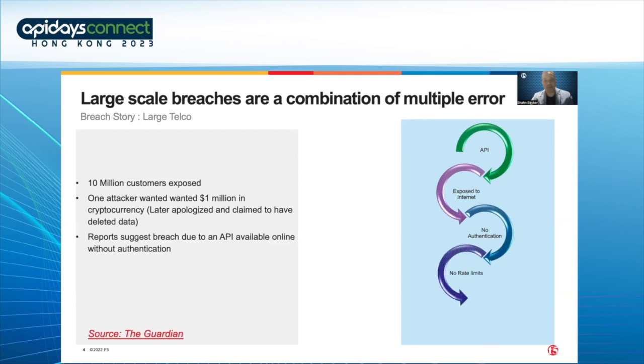The next layer of problem was that this API did not have any rate limits. If it had, you could have limited the amount of exfiltration. Because of the combination of all these errors, it led to a large-scale breach, which tells us that it is not only important to have various security controls for your APIs and your systems. It is also important to have visibility into these controls, their effectiveness, as well as the times when the controls are not being implemented properly.